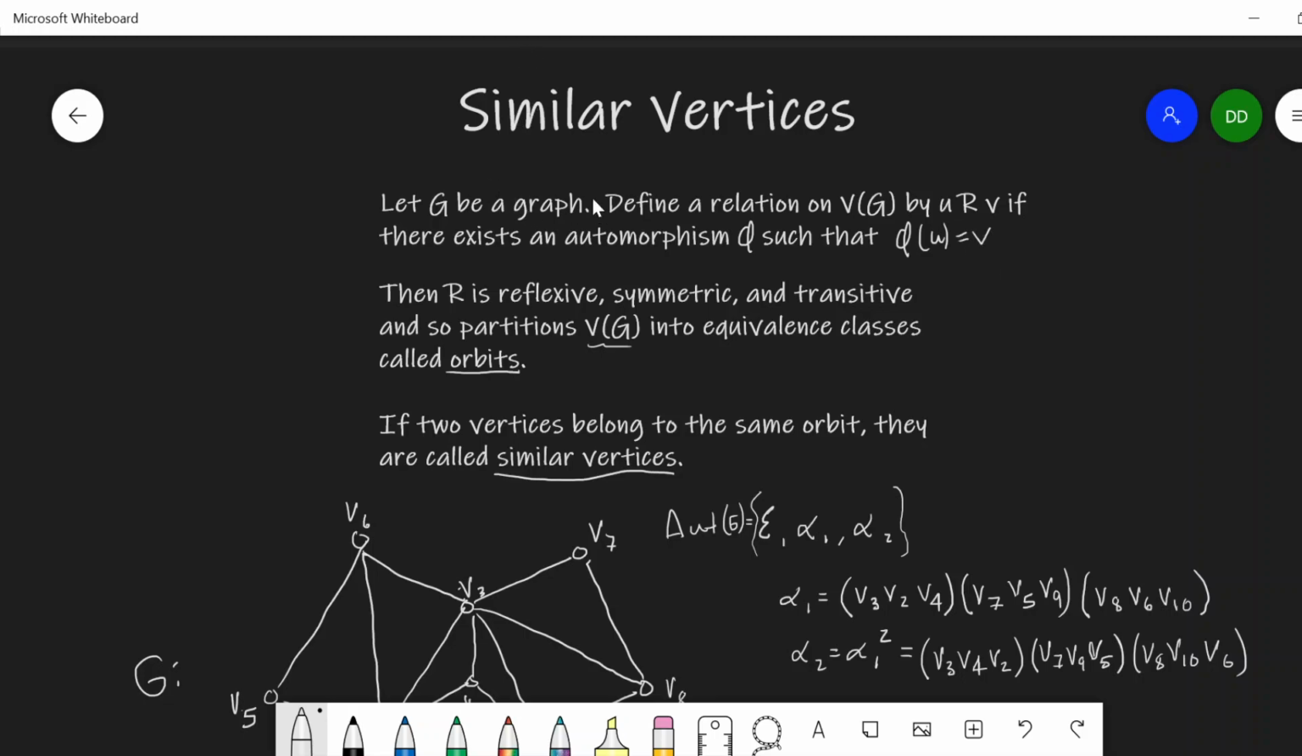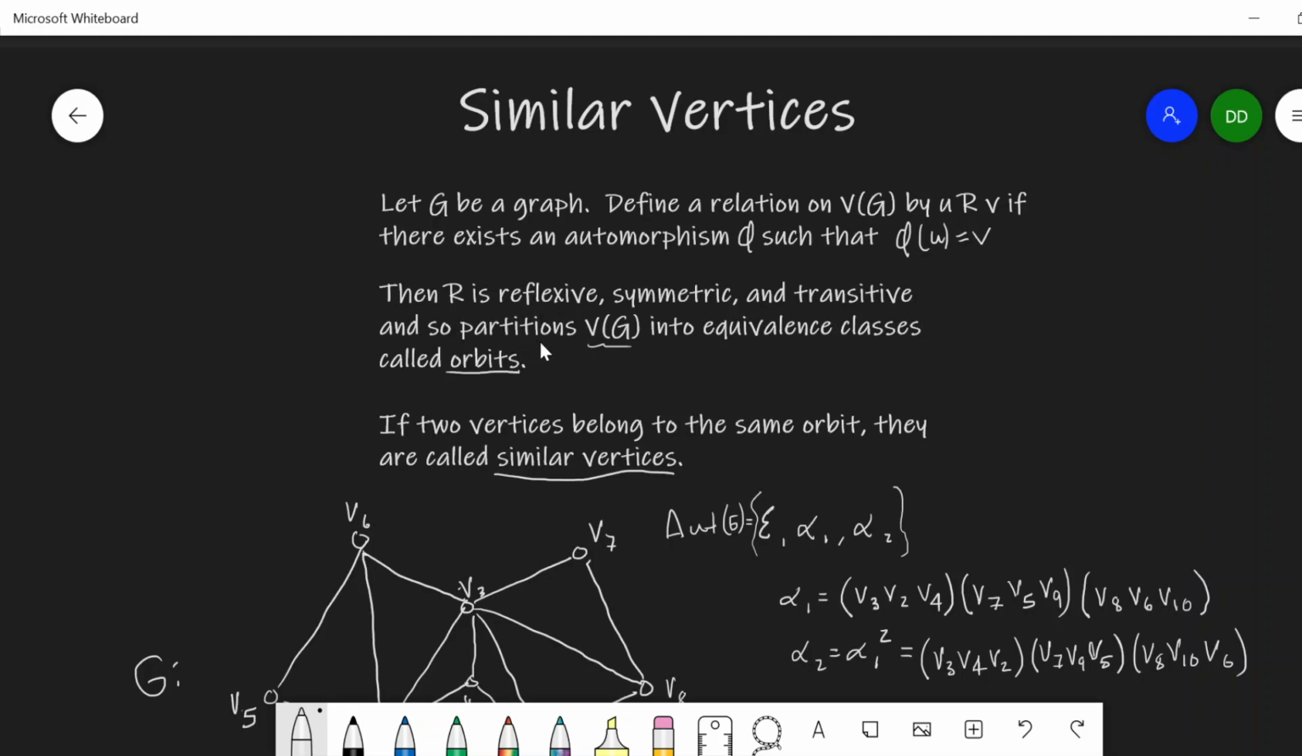Okay, let G be a graph and we'll define a relation on its vertex set by the vertex u is related to the vertex v if there exists an automorphism phi such that phi of u equals v. So there's some automorphism that sends the vertex u to the vertex v. In that case, we'll say u is related to v. So we can show that R, this relation, is reflexive, symmetric, and transitive.